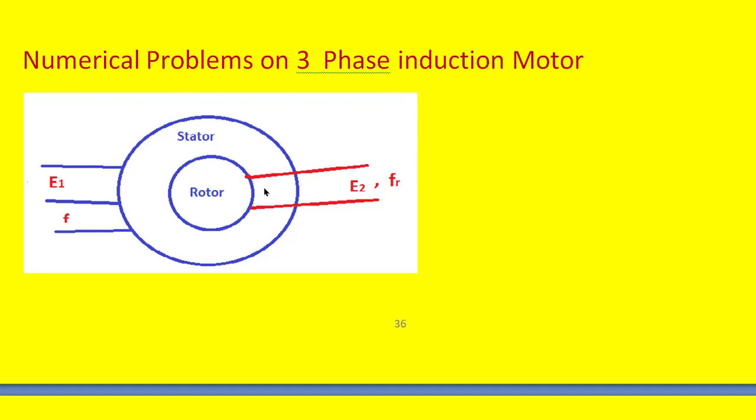Three-phase induction motor will have two major parts. One is called the stator, the other is called the rotor. Stator will have three windings which are supplied by the three-phase AC supply. When the supply is given to the stator winding, it produces a rotating magnetic field rotating at synchronous speed in the air gap between rotor and stator.